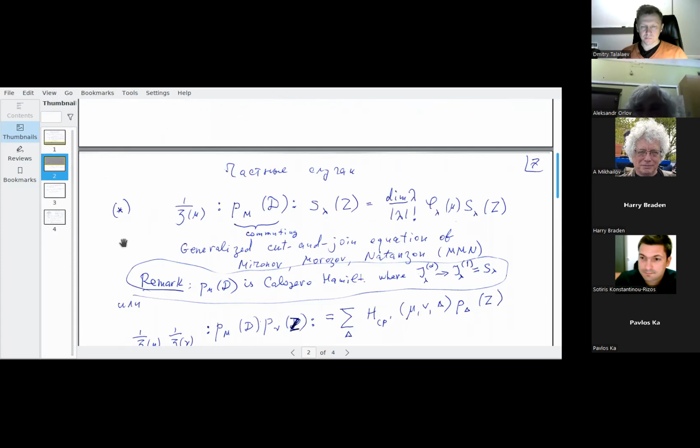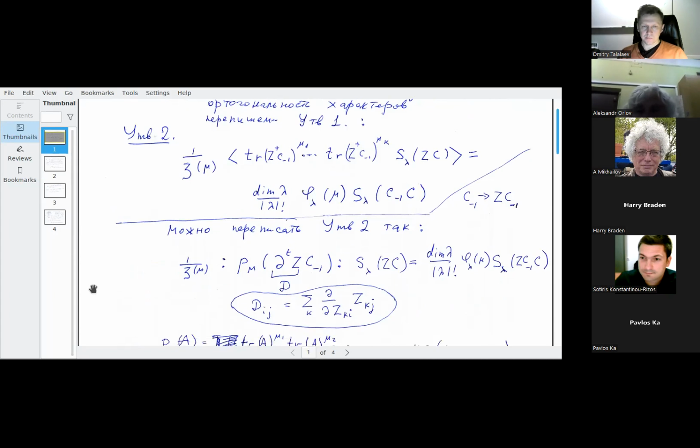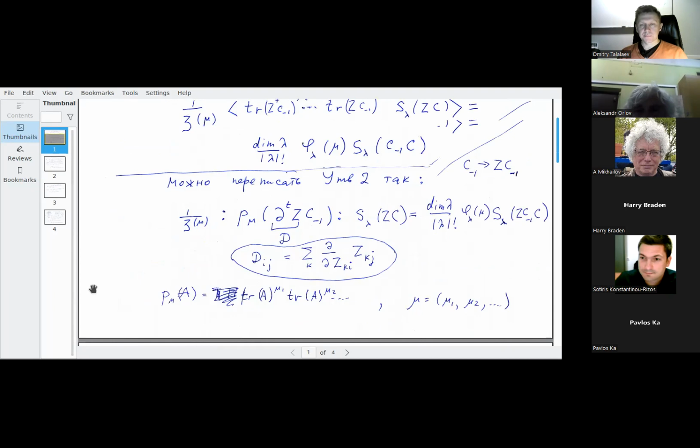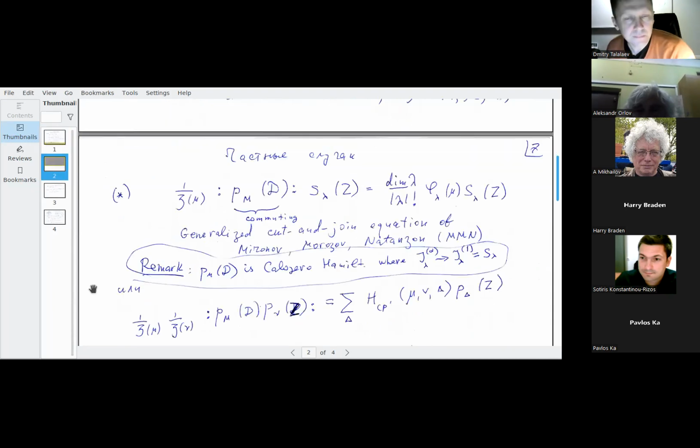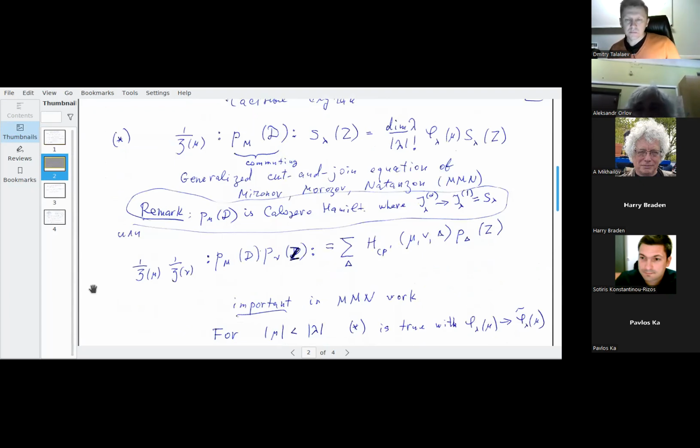No, here we have, I said, we made this replacement, and after that call it C minus 1. Okay. So, in the paper of Mironov-Morozov-Natanzon, it was approached from quite a different direction to this cut and join equation. And in this approach, I said, it has this meaning.